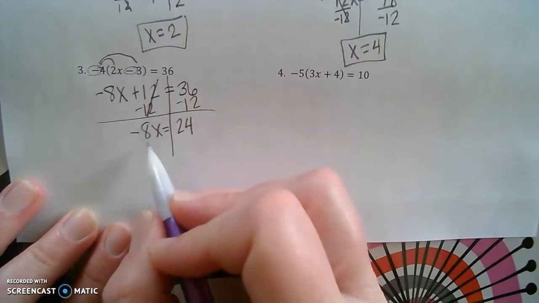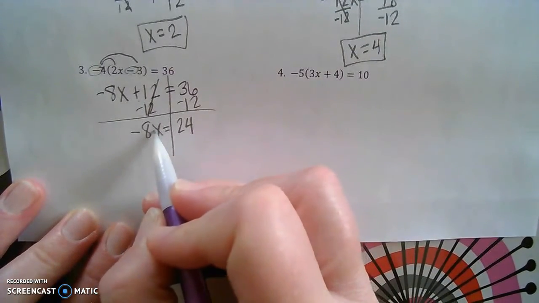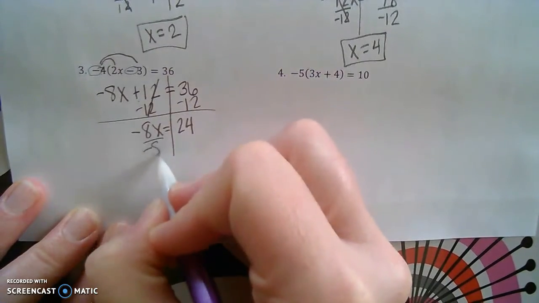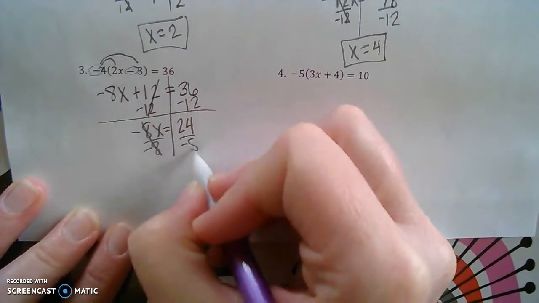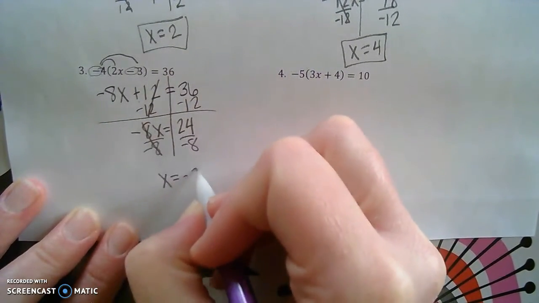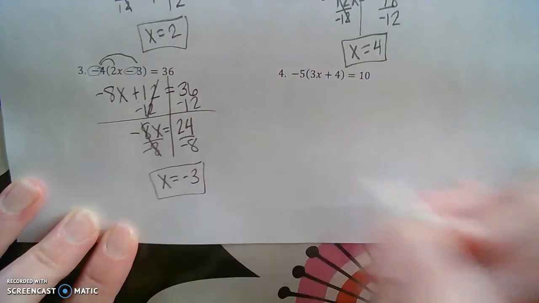Again, some of us are wanting to add 8. This is negative 8 times x, so to undo multiplication, we divide by negative 8. Divide by negative 8. X equals negative 3 for our answer.